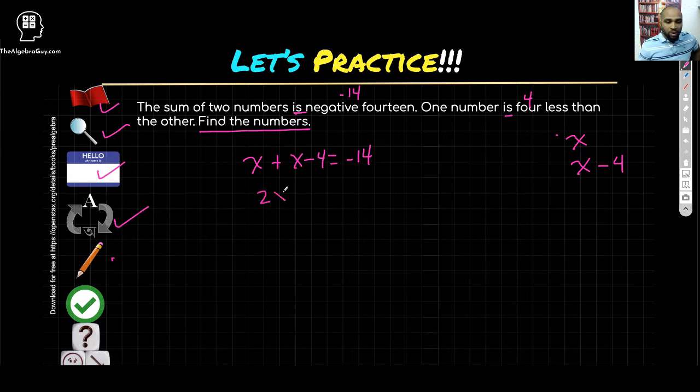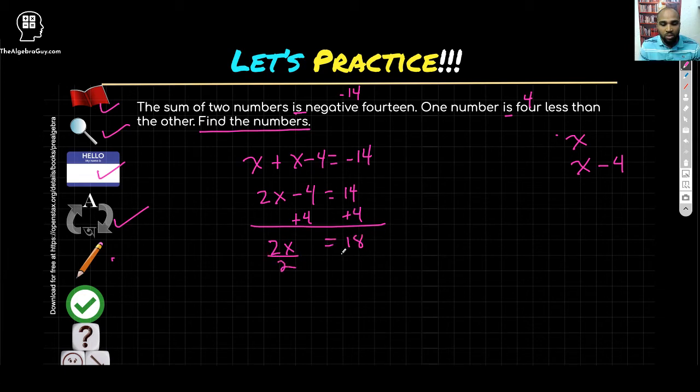X and X is 2x minus 4 equals negative 14. I'm going to add 4 on both sides because I do my adding and subtracting first when I'm solving for a variable. That gives me 2x, this goes to 0, and this is negative 10. Divided by 2 on both sides leaves me negative 5. And there it is, ladies and gentlemen. X equals negative 5. But we're not done.